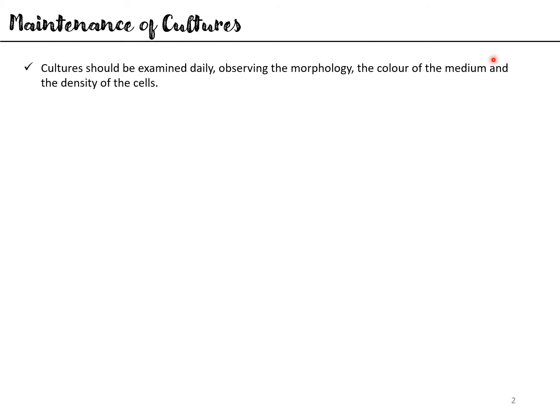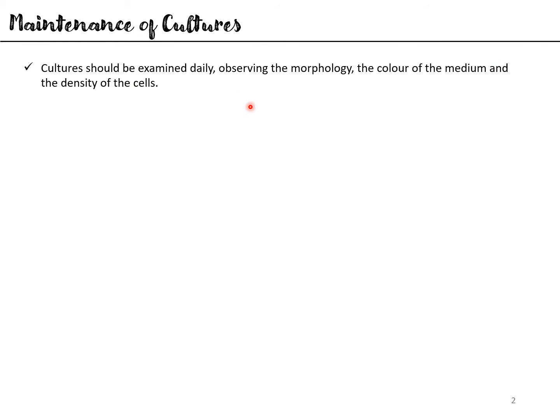The color of the media. As we have already discussed in the previous lecture, the media contains certain pH indicators, phenol red to be precise, which gives the media its characteristic reddish color. As the medium turns more and more acidic, the color of the medium changes from red to bright orange and finally to yellow. So the color of the medium is also indicative of the pH of the medium, which in turn is indicative of what kind of conditions your cells are subjected to and whether your cells are present in a healthy environment or not.